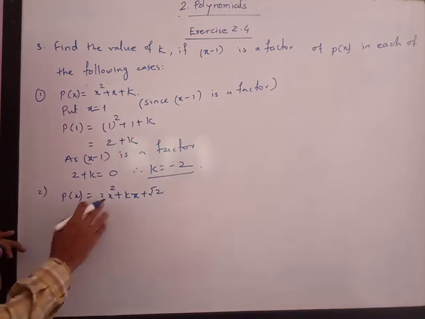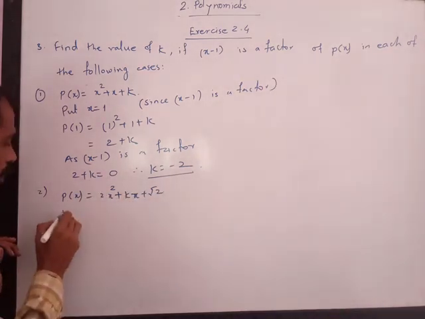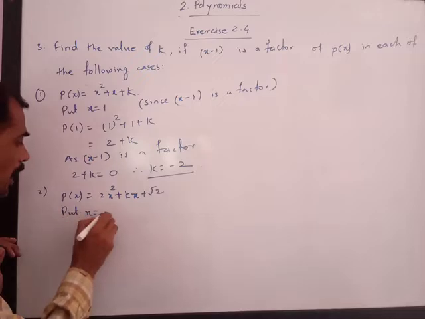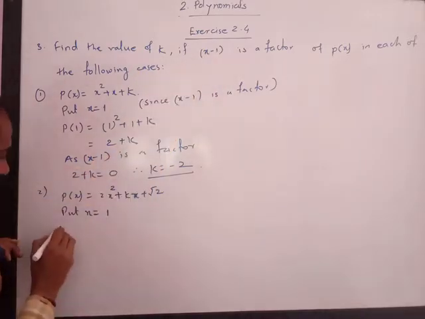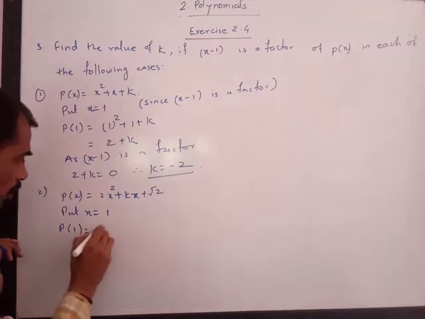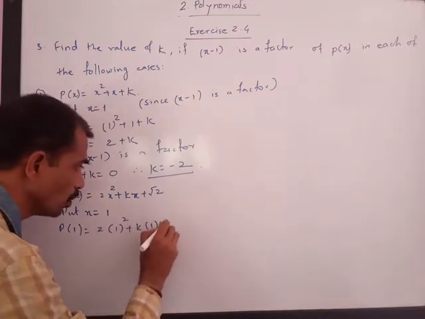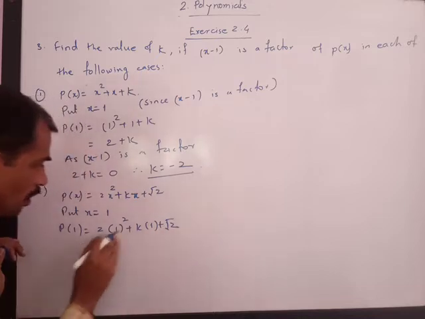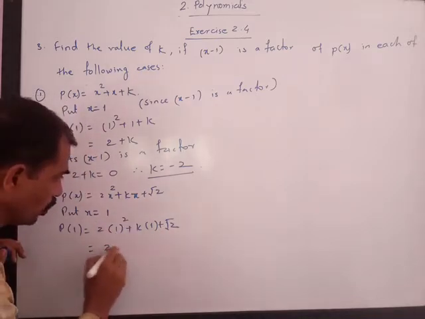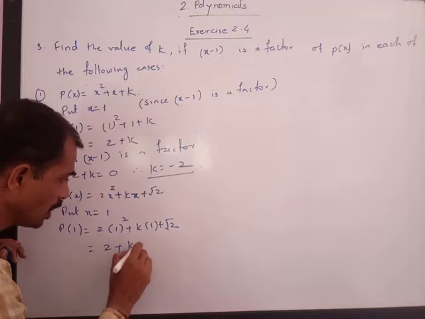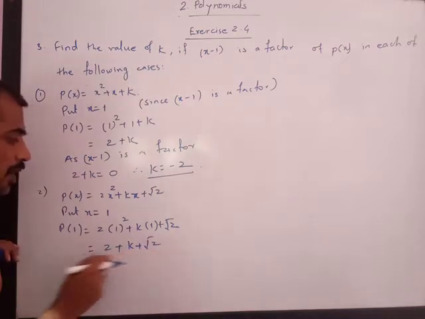In second question, p of x is equal to 2x square plus kx plus root 2. Put x is equal to again 1. Reason is x minus 1 is a factor, so we'll get p of 1 is equal to 2 into 1 square plus k into 1 plus root 2. This is equal to, 1 square is 1, 1 into 2 is 2, that is equal to 2 plus k plus root 2. Now please note, this is a rational number, this is an irrational number, we can't add.